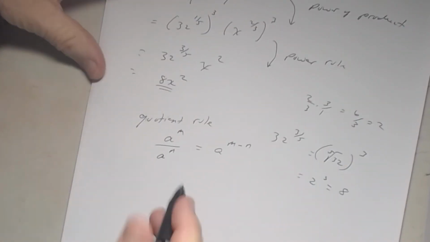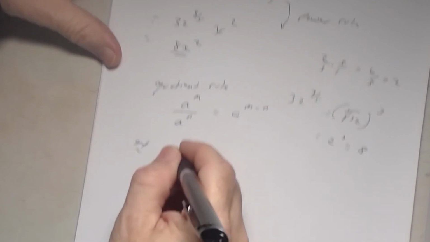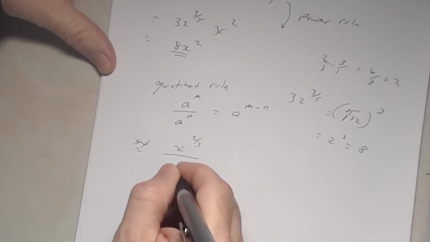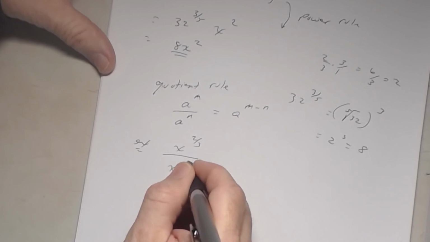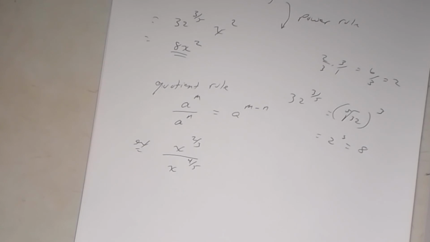As an example, suppose I had x to the 2/3 divided by x to the, let's say, 4/5. Now you've got to do the LCD, but you can use your calculator for that. All right, so x to the 2/3 divided by x to the 4/5.